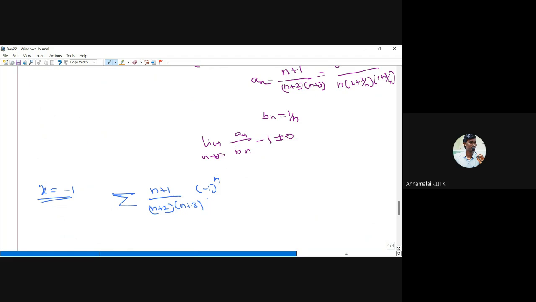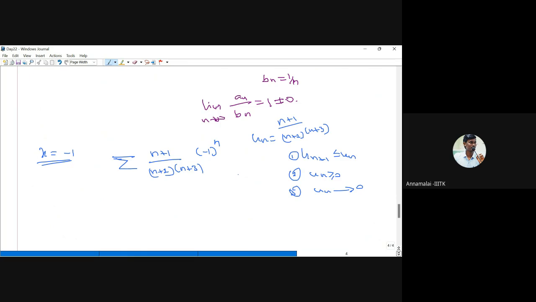Now, this is an alternating series, and we know the theorem by Leibniz formula that for this alternating series to converge, un should be decreasing, that is un plus 1 less than or equal to un, where this is our un. So, what is our un? Un equal to (n plus 1) by (n plus 2) into (n plus 3). So, the Leibniz theorem says if everything is decreasing and positive and this converges to 0, then the alternating series converges. Okay, clearly these un's are positive.